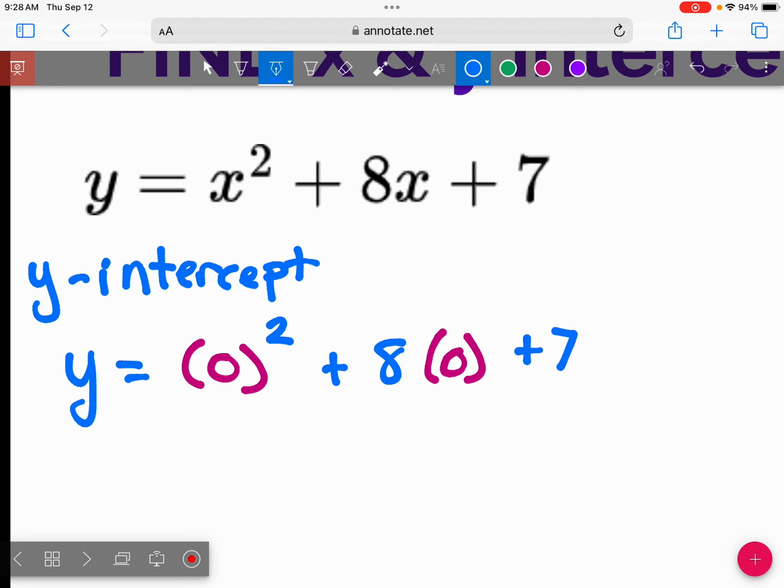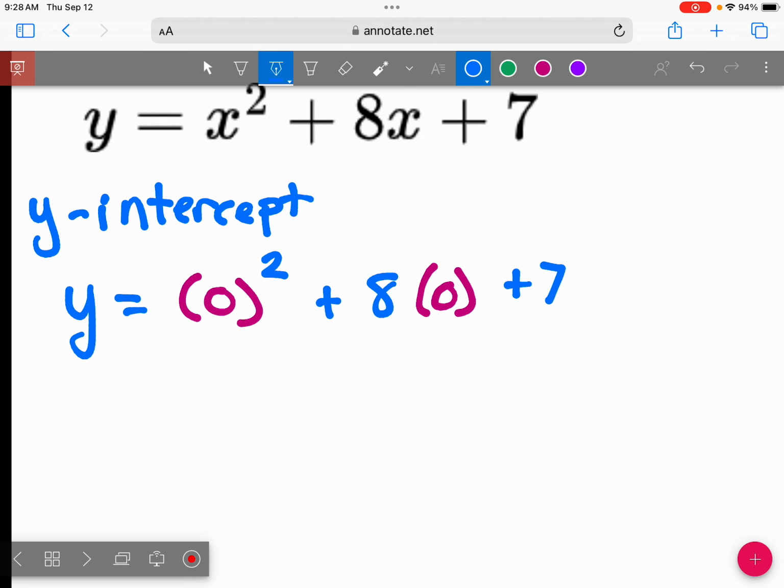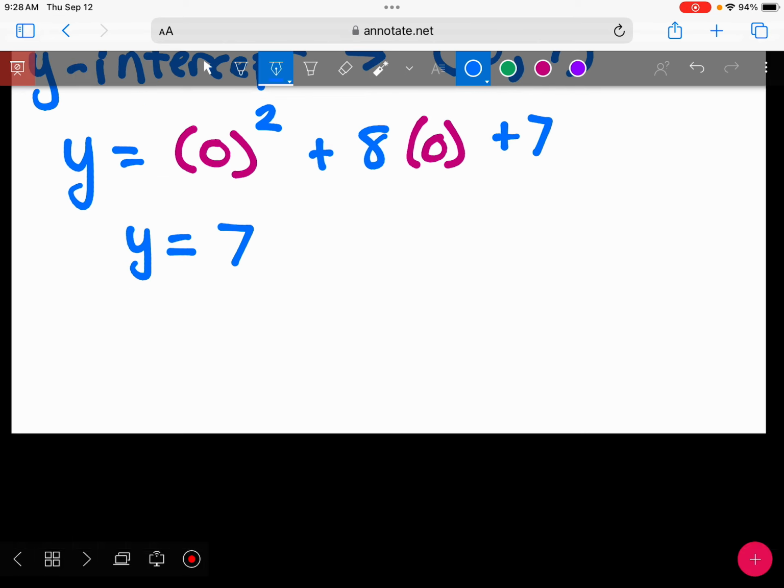So what do we get when we simplify this? What is our y-intercept going to be? 7, because 0 squared is 0. 8 times 0 is 0. So my y equals 7. So my y-intercept is at the point (0, 7). My x is 0, my y is 7.